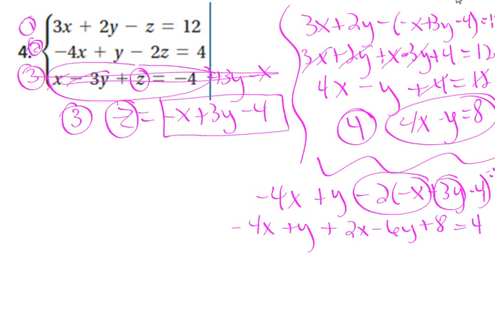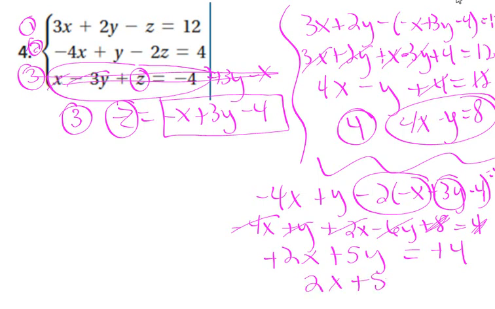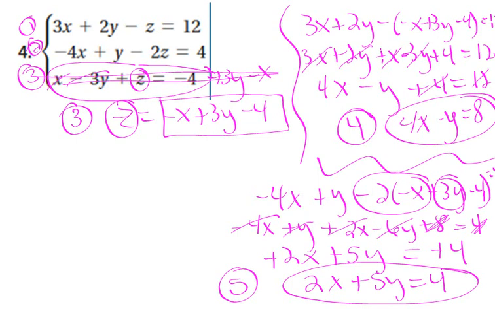Now combine like terms. Negative 4x plus 2x is a negative 2x. y minus 6y is a negative 5y. And then subtract 8 from each side, and I get equals negative 4. Now I can flip all these signs, right? So I end up with 2x plus 5y equal 4. And there's my equation 5. So now I can combine equation 4 and 5 and eliminate another variable. So let's do that now.